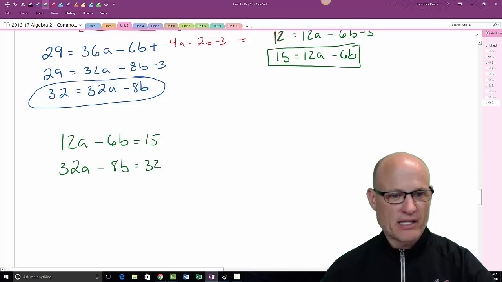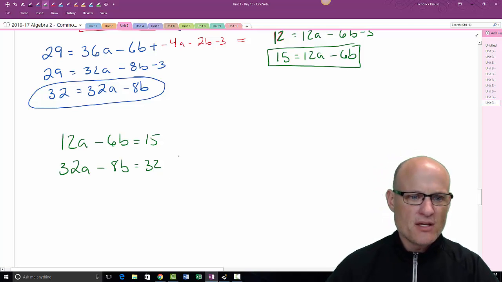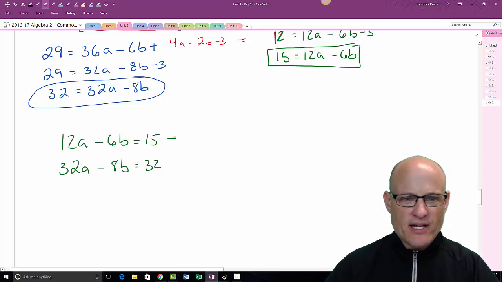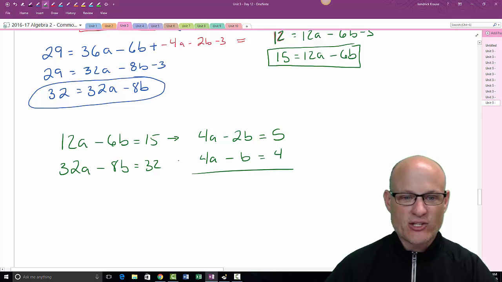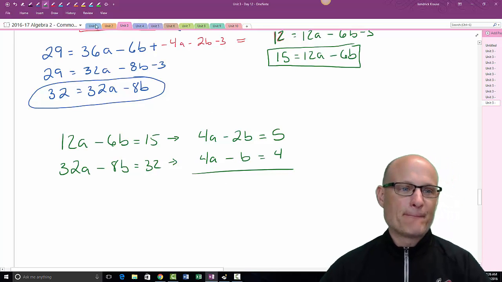I think I'm going to make my life easier. I'm going to divide both sides of this one by 3. So this becomes 4a minus 2b equals 5. Just divided everything by 3. And the second one, I'm going to divide everything by 8. So I get 4a minus b equals 4. And I can do that. It just makes my life a little bit easier. It didn't need to, but I'm going to.